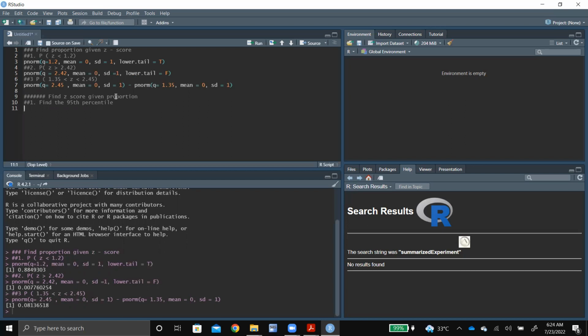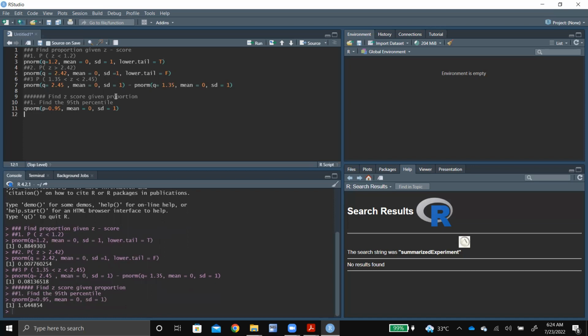How can we find the 95th percentile over here? To find the 95th percentile, we will be using the quantile function. That is, instead of using pnorm as in the first few examples, we will use the quantile function, qnorm. Over here, the proportion value that is given to us is 0.95, so we will write p equal to 0.95, and again mean is equal to 0 and sd is equal to 1. You can write lower.tail equals TRUE, or simply omit that because it is the default. If you hit enter, it gives the value of the 95th percentile, that is 1.645.